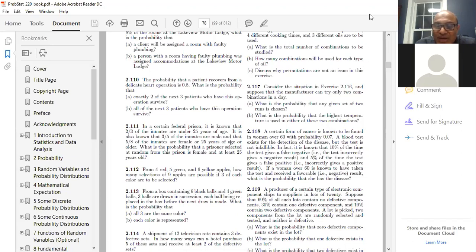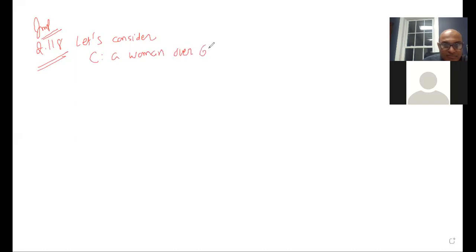Let me just stop sharing the book with you, and we can solve this example on the whiteboard. Good example, I would say. Okay, so consider the events like this. Suppose C: a woman over 60 has cancer. And P: the test gives a positive result.